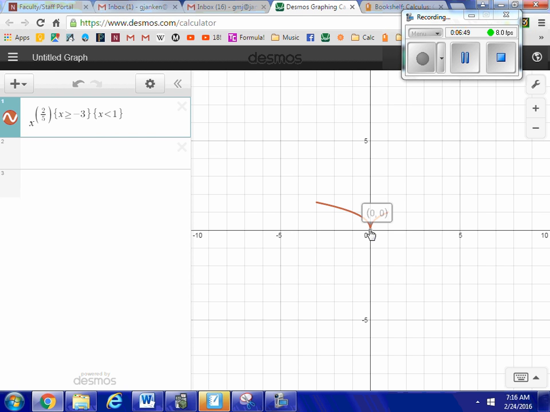I knew that there were no holes because my domain was all real numbers. If my domain is all real numbers and I have a critical point that is not a stationary point, that pretty much means it's going to be a cusp or a corner. Because if it was a vertical asymptote, it wouldn't be part of the domain. If it were a hole, it wouldn't be part of the domain. So that told me right there that that was going to be a cusp or a corner.